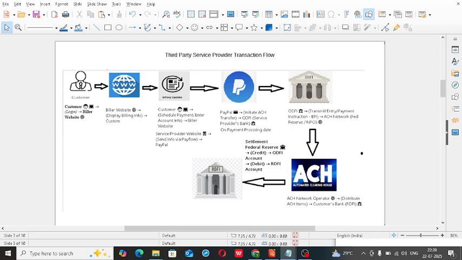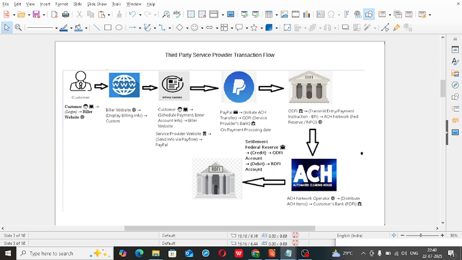Then the customer either manually enters the biller details on the biller website, or, if they have a bulk file, uploads the file on the biller website according to their convenience. After that, what happens? The biller website collects all the customer information, their account number, the payment date, and so on. The biller website then transfers the information to PayPal, because whenever the transaction date comes, PayPal initiates the transaction on behalf of the biller.